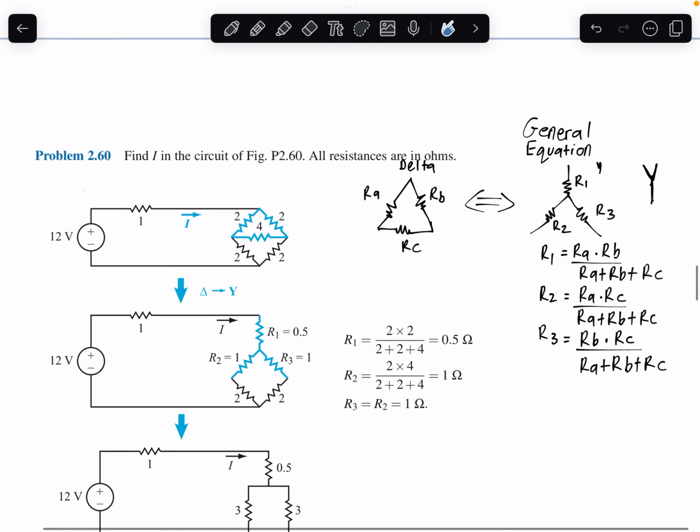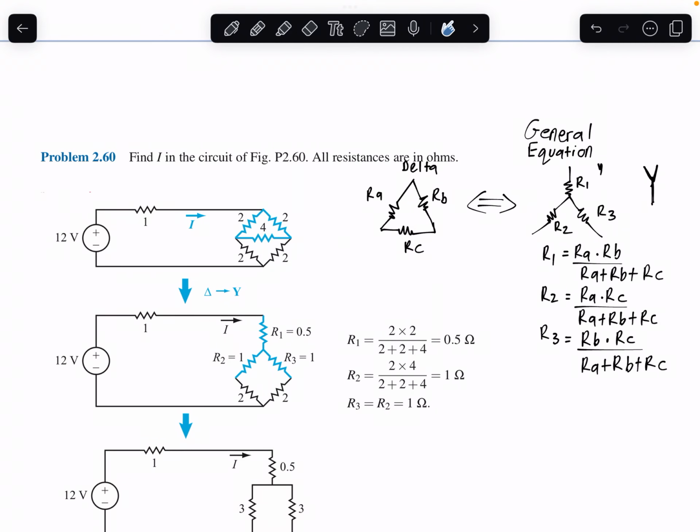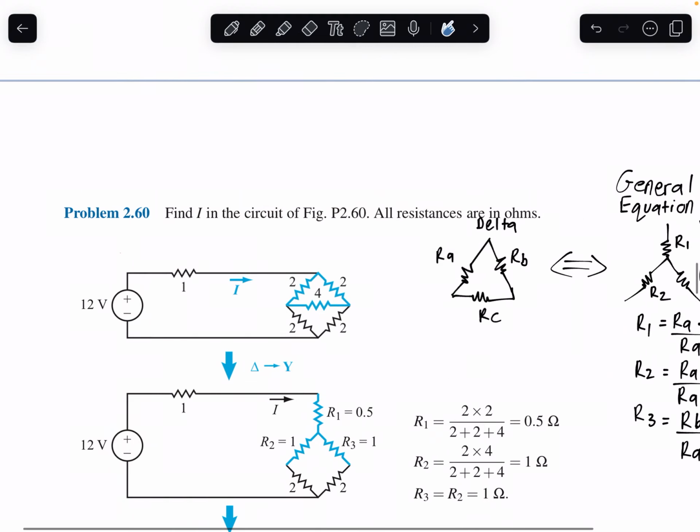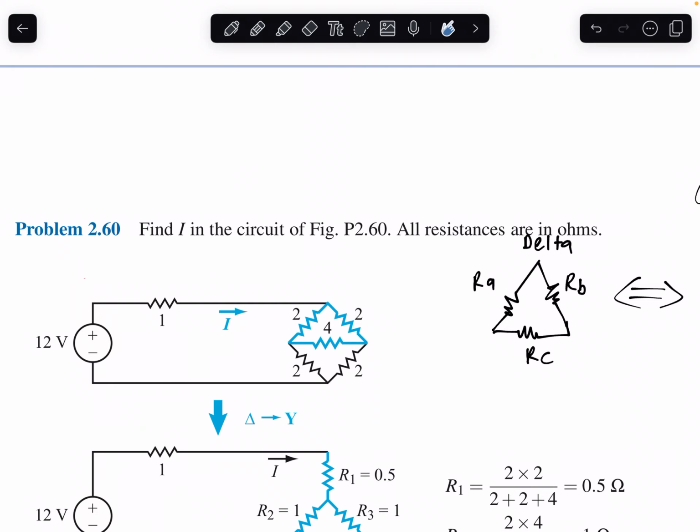Right, in this video, we are going to be going over delta to Y and Y to delta configurations when finding equivalent resistance within circuits. So in this first example, we are told to find the current flowing through the circuit.